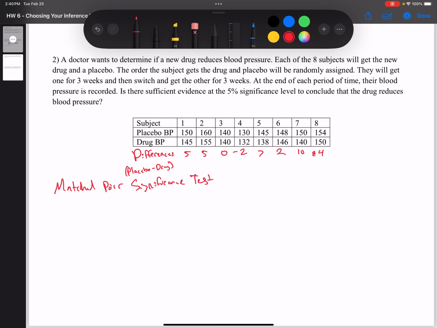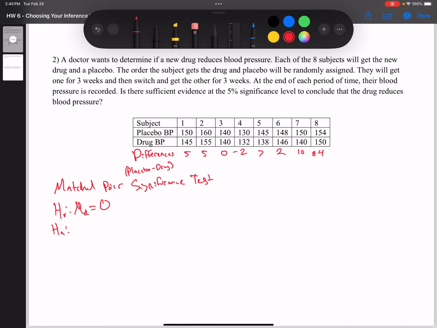All right. And our null and alternative hypothesis. Null is we're going to assume that there's no difference between the placebo and the new blood pressure medicine. So the difference is going to be 0. Like there's no difference.